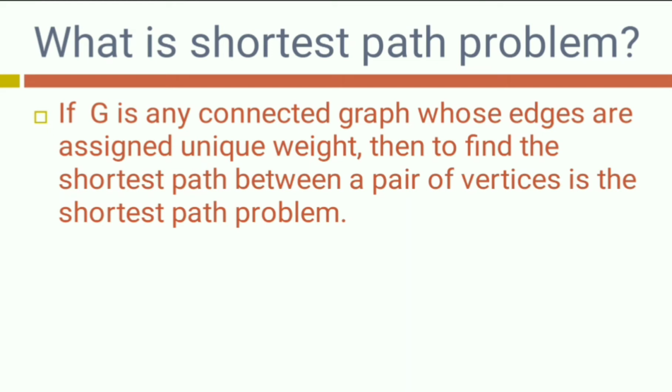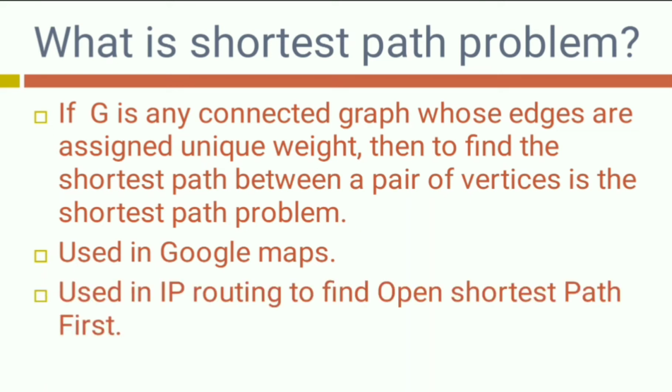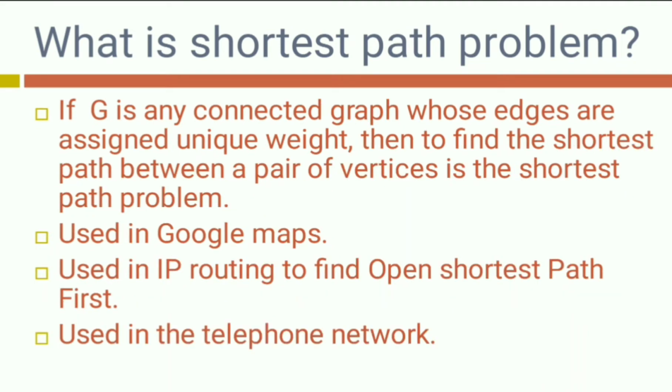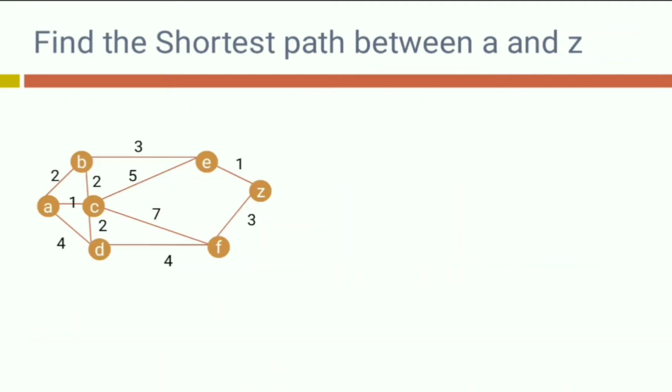The shortest path problem is also used in Google Maps. When you enter a location you want to reach, Google Maps always shows you the shortest distance. It is using Dijkstra's algorithm there. It is also used in IP routing to find the shortest path, and in telephone networks. If you want to send a signal, the receiver should receive it as early as possible, so it will choose the shortest path, using Dijkstra's algorithm there. So let's see how to use Dijkstra's algorithm on this question.